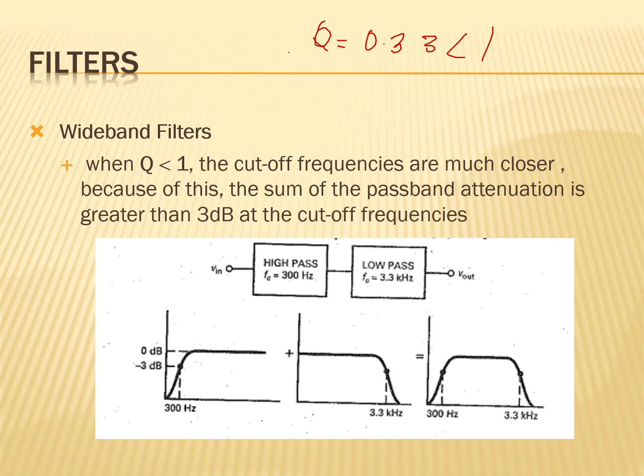If we join these two, we have a bandwidth equivalent to 3300 minus 300, which is equivalent to 300 kilohertz. So this is how we usually design a wideband filter. We just have to design a high pass and a low pass filter, and then we have to combine the two.